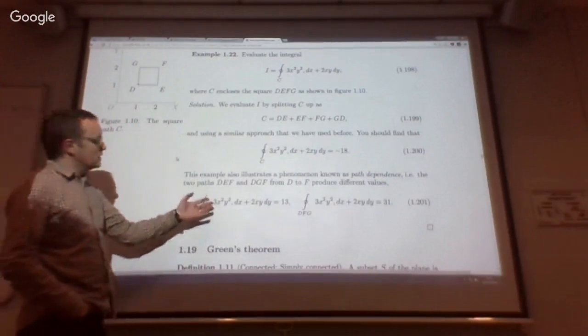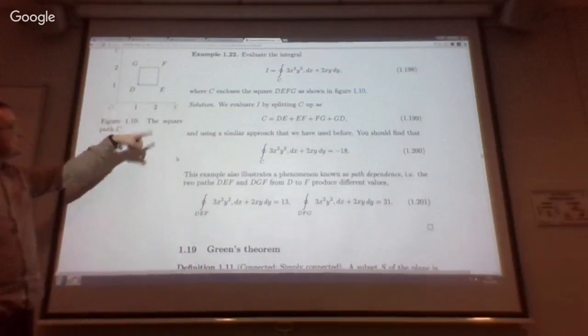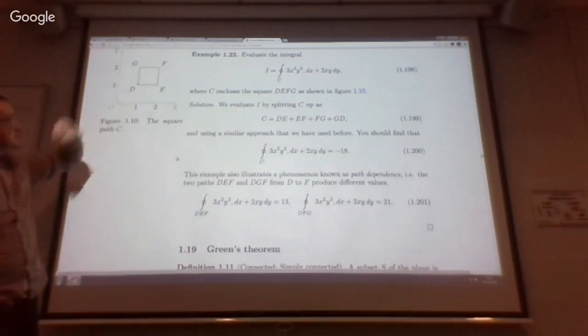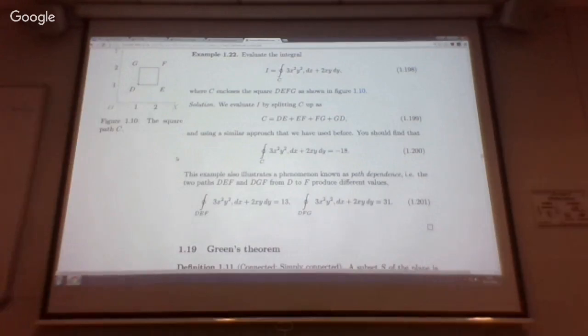And so these are 2 curves, so along the bottom and up the right, or up the left and across the top, 2 curves from D to F, for which the path integral takes different values, even though they have the same start point and the same end point. So that's an example of path dependence, where the value of the integral depends on the path taken from the same start point to the same end point. Again, we discussed that before, but I'm just reminding you of it now because we're going to want to refer to it.